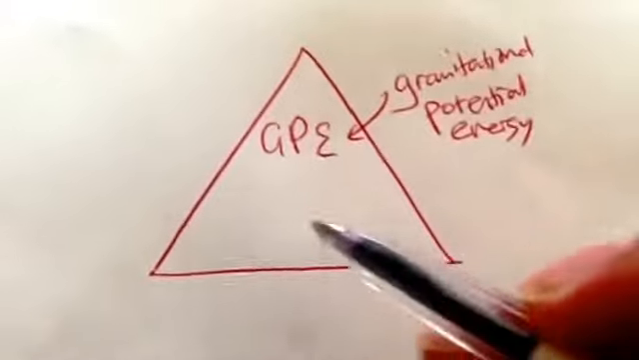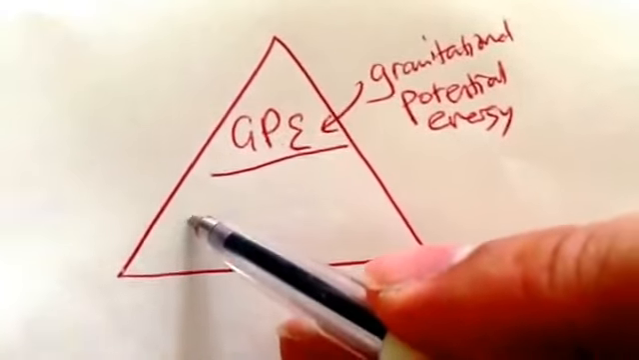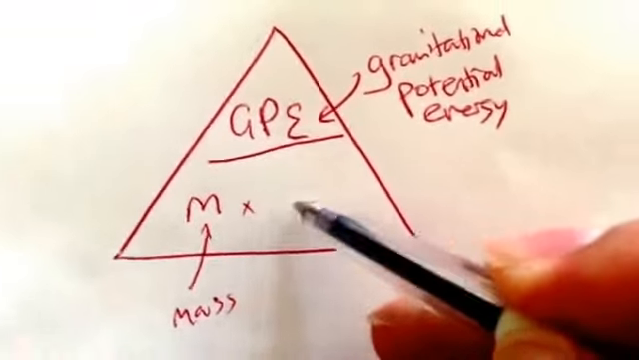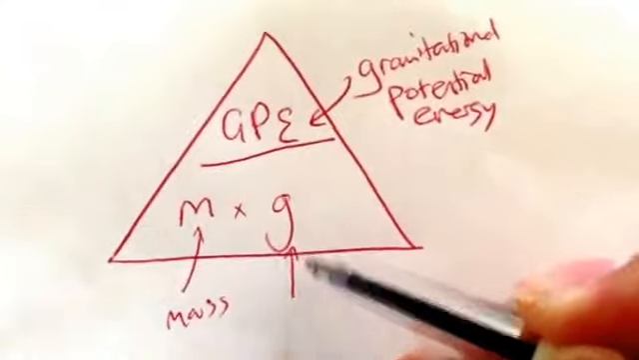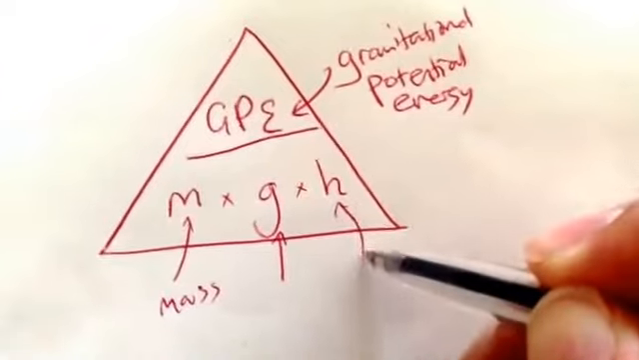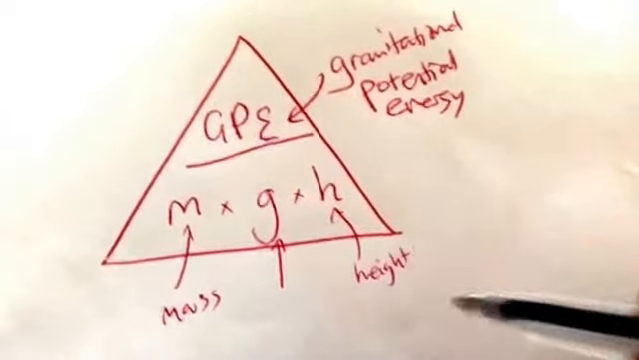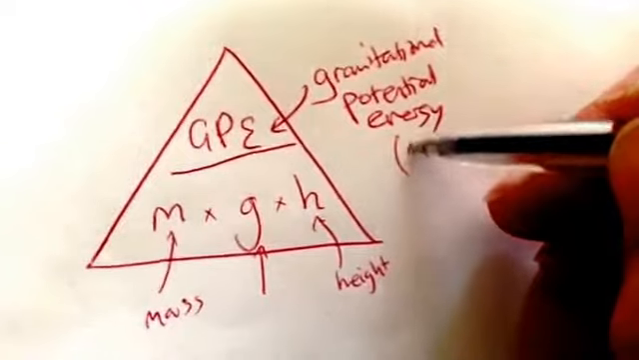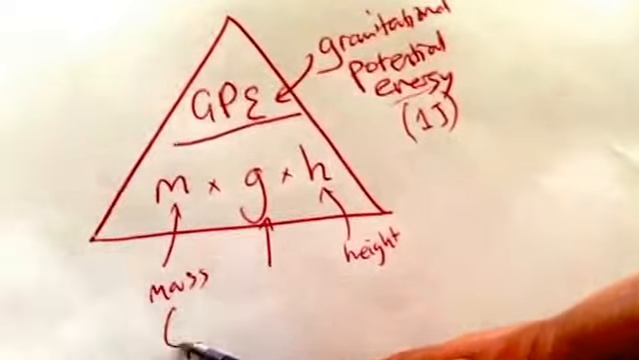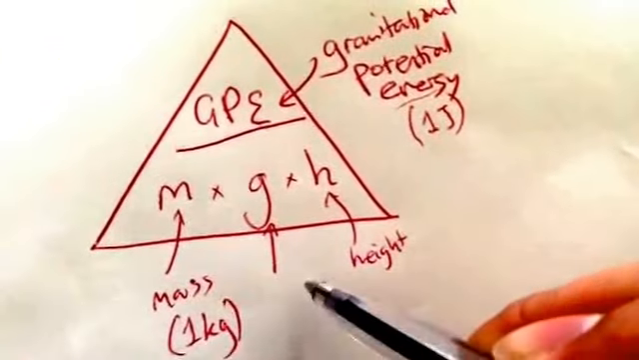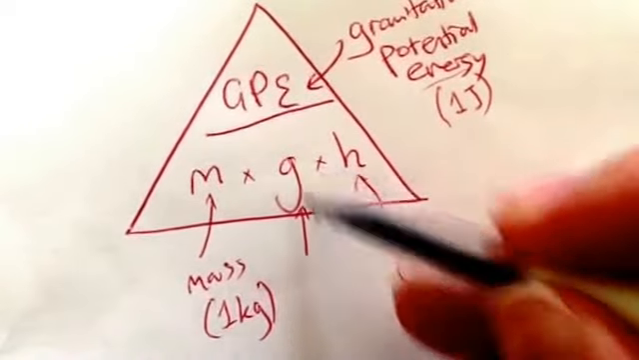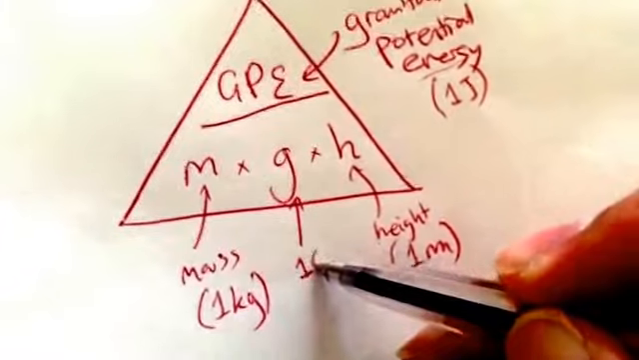Gravitational potential energy is equal to mass times acceleration due to gravity times the height. The units of GPE are joules, because it's an energy. Mass is always kilograms. Height is always meters. And G is about 10 on Earth.